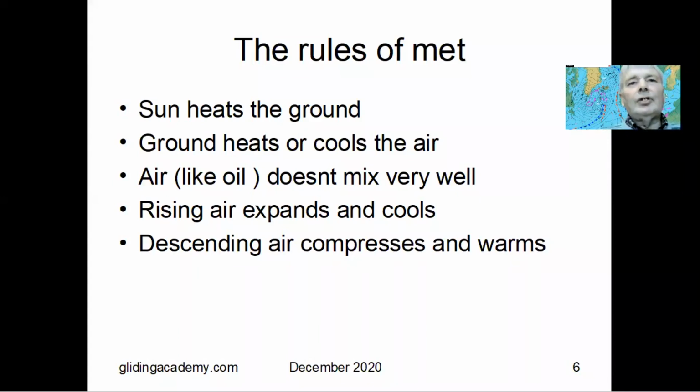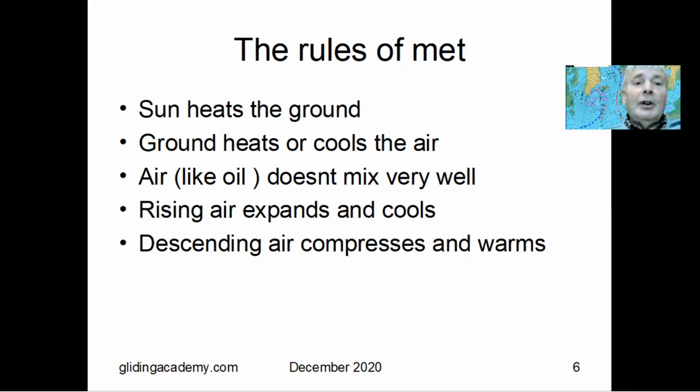So first of all, let's talk about some very simple rules that you need to remember to help you get to grips with MET. The sun heats the ground, and in turn the ground heats the air, or indeed it cools it. It's not a case of the sun heating the air directly. Air is rather like oil. It doesn't mix very well. So one mass of air adjacent to another mass of air will take quite some time before it becomes sufficiently mixed to be able to be called one mass.